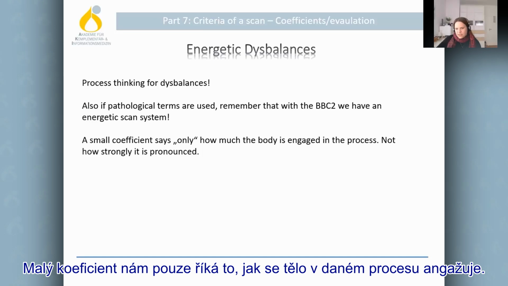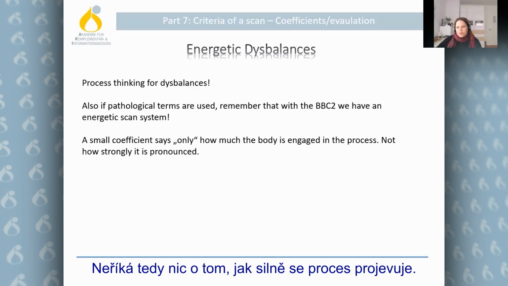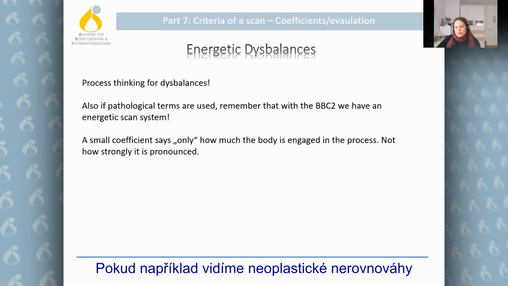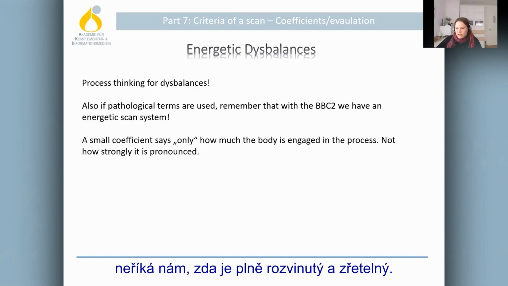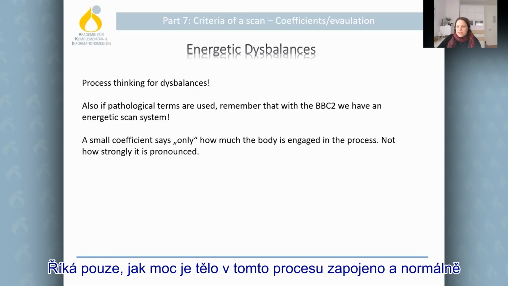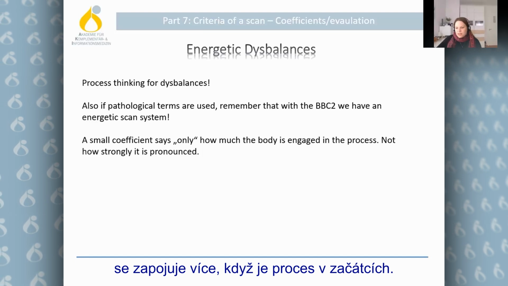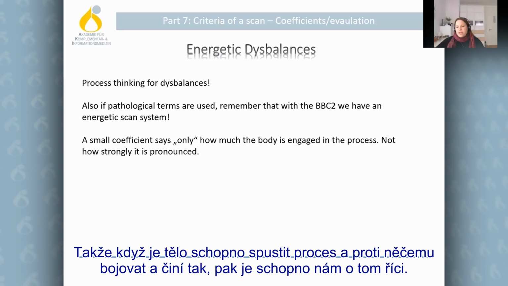So a small coefficient says only how much the body is engaged in the process, not how strongly it is pronounced. So this is really important for us. For example, when you have the hyperneoplastical disbalances, it doesn't say if it's fully developed or pronounced. It just says how much the body is engaged in the process. And normally it is more engaged when it's starting the process. So when it's fully able to start the process to fight against something, then it's really able to start the process and to tell us about the process.